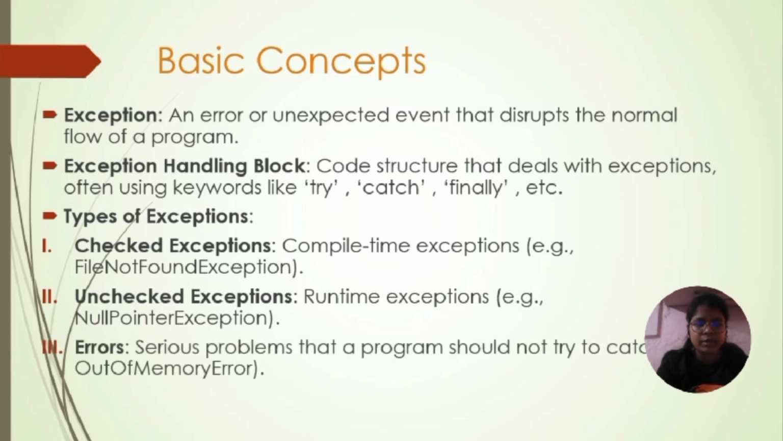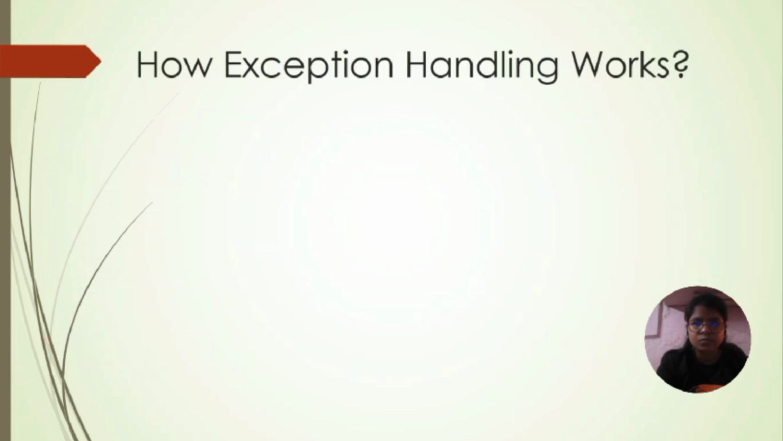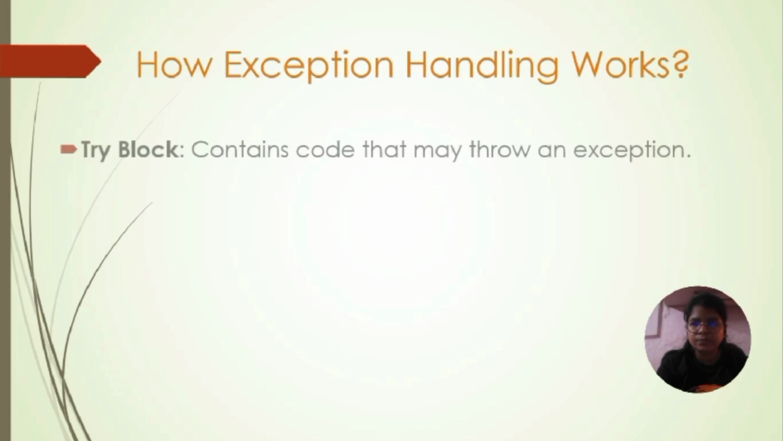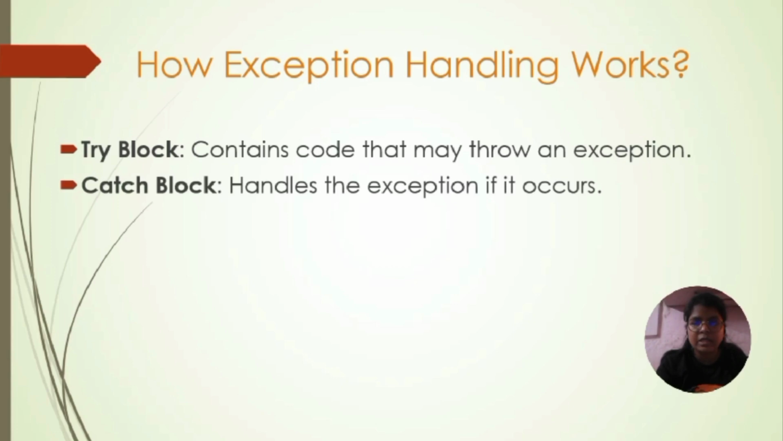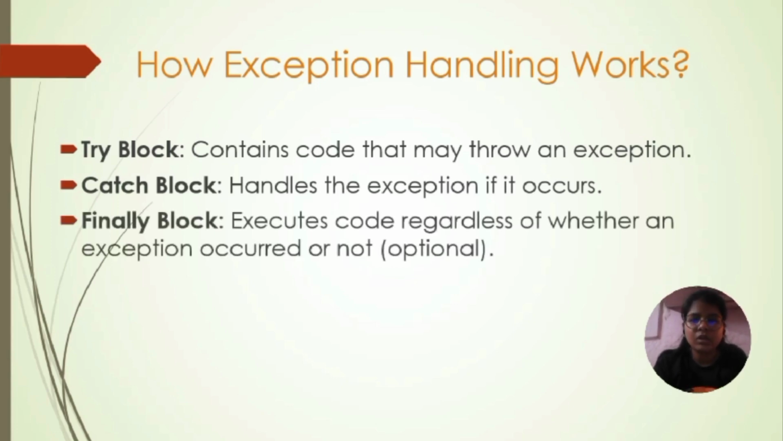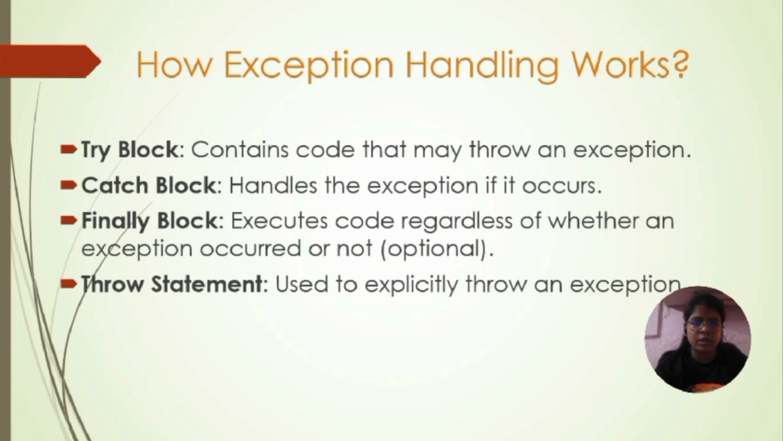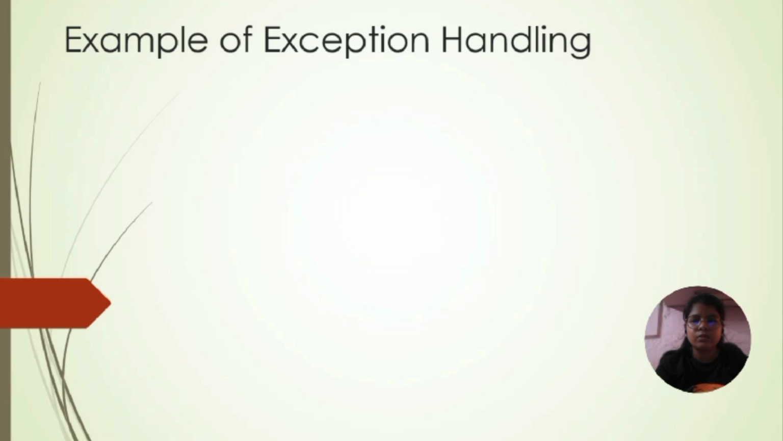Errors. Errors generally represent situations from which the program cannot recover, such as system resource depletion. How exception handling works. The try block contains code that may throw an exception. The catch block handles the exception if it occurs. The finally block executes code regardless of whether an exception occurred or not. The throw statement is used to explicitly throw an exception. So we'll see a simple example of exception handling.